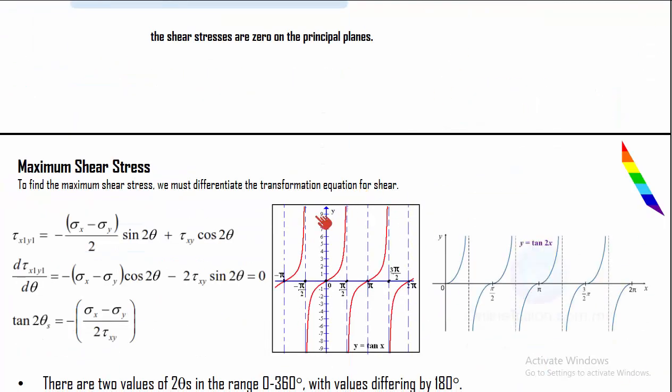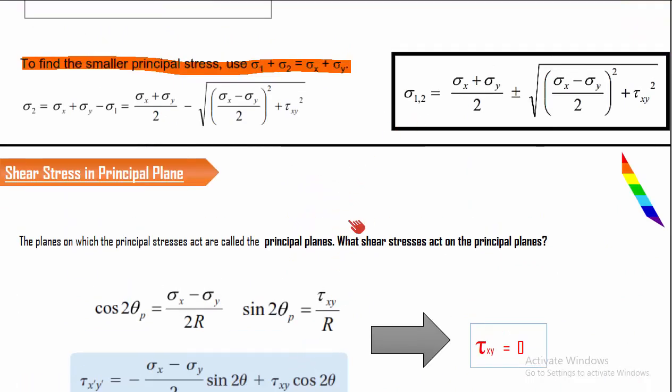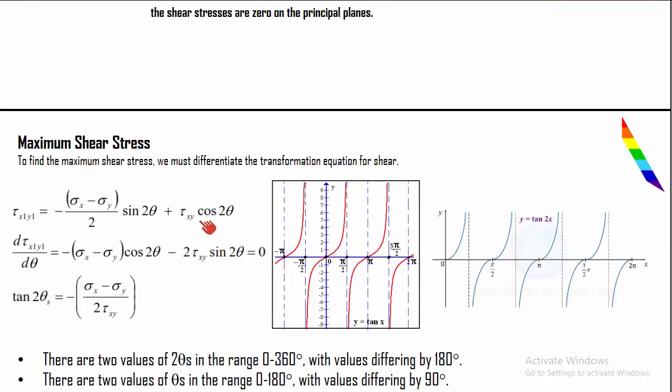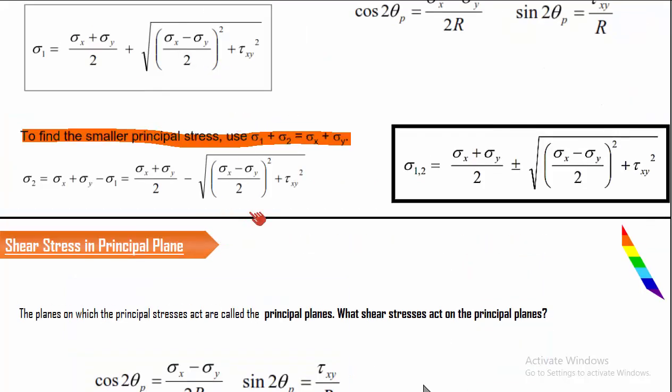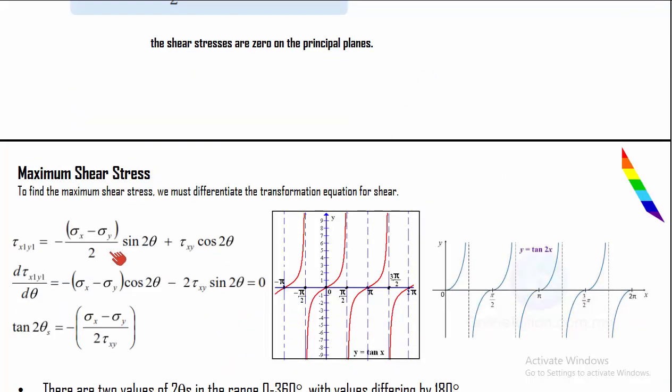Now the question is, we have found the maximum normal stress, because sigma 1 and sigma 2 are nothing but the normal stresses. Now there should be a maximum value of shear stress. So just do the same procedure. We already have this equation. How will you find it? You simply differentiate this equation with respect to theta and equate it to 0. Same thing.